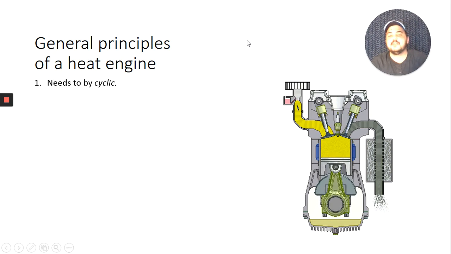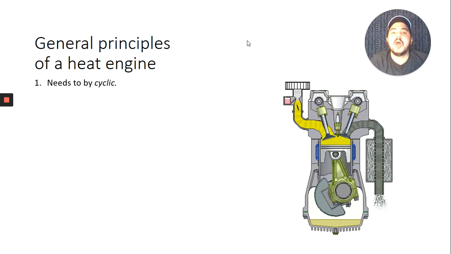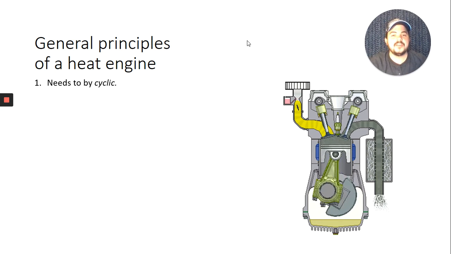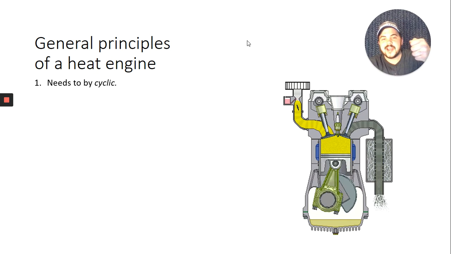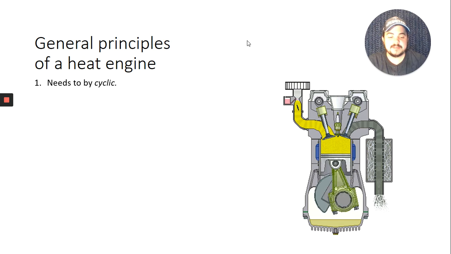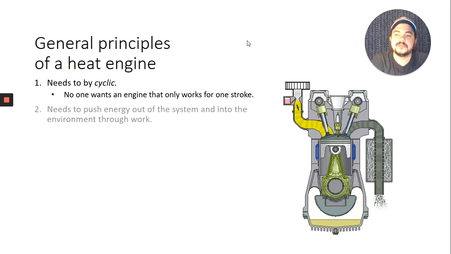So, general principles. This needs to be a cyclic process. What we mean by cyclic is that it happens over and over and over again. If you have an engine that only goes forward once and then stops, that's not a very useful engine. It needs to repeat. No one wants an engine that only works for one stroke.